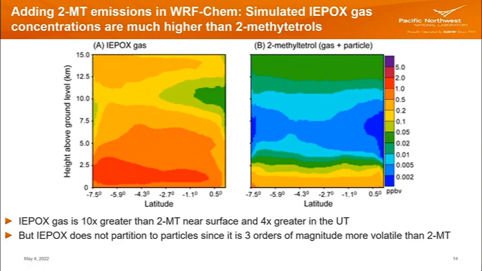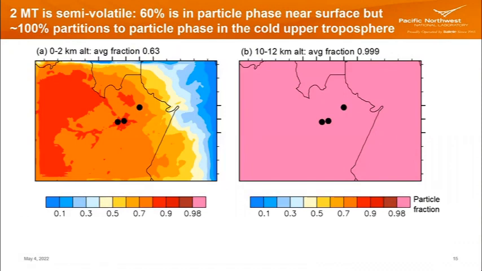But the major thing to keep in mind is IPOX is highly volatile. It has 3 orders of magnitude higher volatility than 2-methyl tetrols. Because 2-methyl tetrols are semi-volatile, they can easily partition between the gas and particle phases, both near the surface and in the upper troposphere. So in the model, when you include the gas-particle partitioning of methyl tetrols, you see that near the surface at 0 to 2 kilometers, the average fraction of methyl tetrols partitioned to the particle phase is 60%. So 40% is in the gas phase, and 60% of them are in the particle phase because temperatures are much warmer.